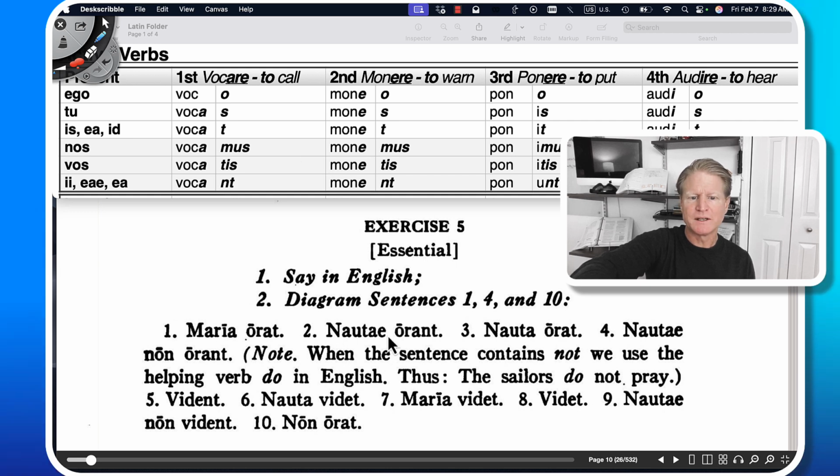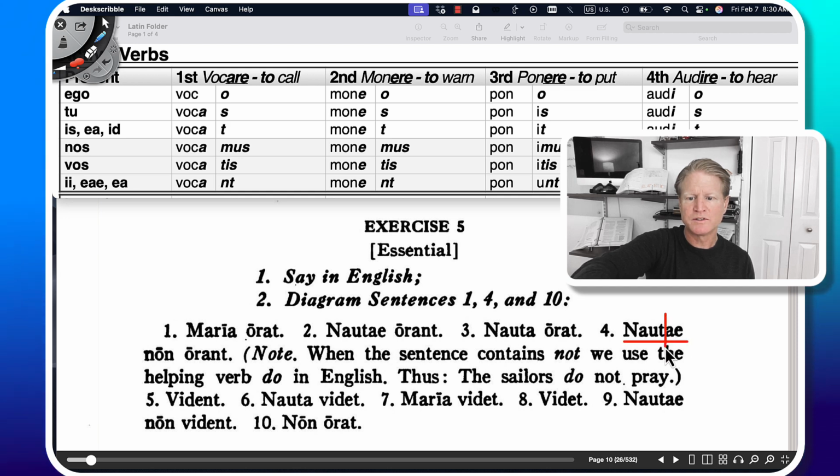Okay, so the sailors pray. Our next sentence is 3, nauta, subject of the sentence, nominative case. Underline it one time. What are they doing? They're praying. We double underline the verb. I said they, but it's not they, guys. It's singular. The sailor, nauta, prays. So it's this one up here, orat, using this T ending here. Orat. Nauta orat.